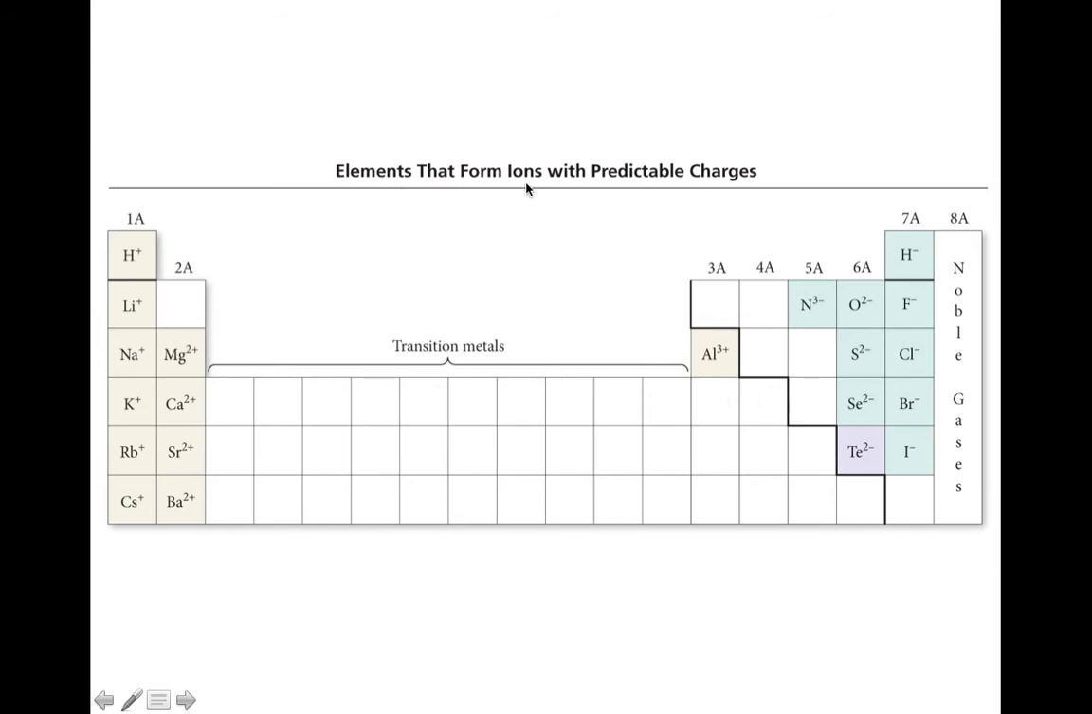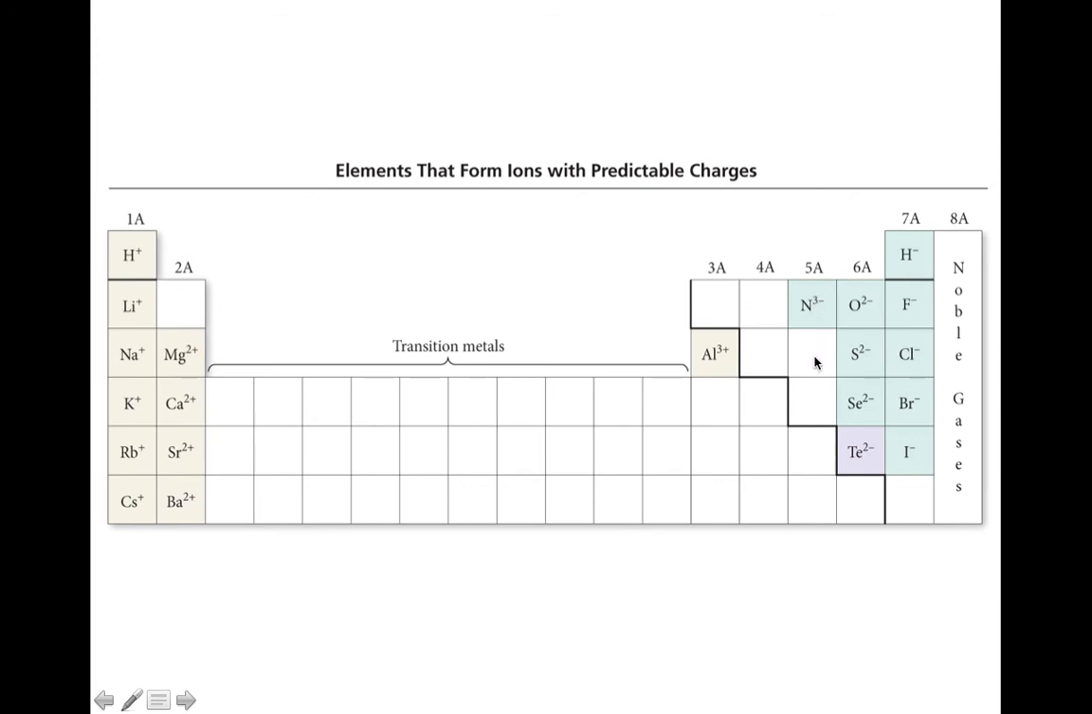Look at this: the elements that form ions with predictable charges. As I said, fluorine is likely to pick up an electron to have the same number of electrons as neon, which is here. Oxygen is going to pick up 2 to have the same number of electrons as neon. Nitrogen has a tendency to pick up 3; if it picked up 1, it would be like oxygen, if it picks up 2, it would be like fluorine, and if it picks up 3, it has the same number of electrons as neon. Sulfur is going to pick up 2 to be like argon. Can you see a trend here? 1 minus, 2 minus, and 3 minus.